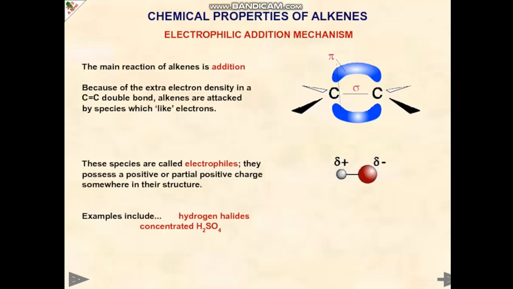Now we will discuss the chemical properties of alkenes. The first member of the alkene family, ethene, mainly shows addition reactions because of extra electron density in a carbon-carbon double bond. Carbon-carbon double bond means 4 electrons are present between two carbon atoms, so extra electrons are present. So alkenes are attacked by species which like electrons. These species are called electrophiles. They possess a positive or partial positive charge somewhere in their structure, as shown in the diagram.